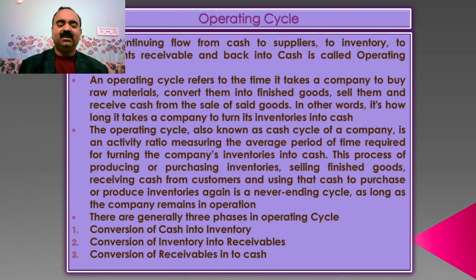There are generally three phases in operating cycle. 1. Conversion of cash into inventory. 2. Conversion of inventory into receivables. 3. Conversion of receivables into cash.